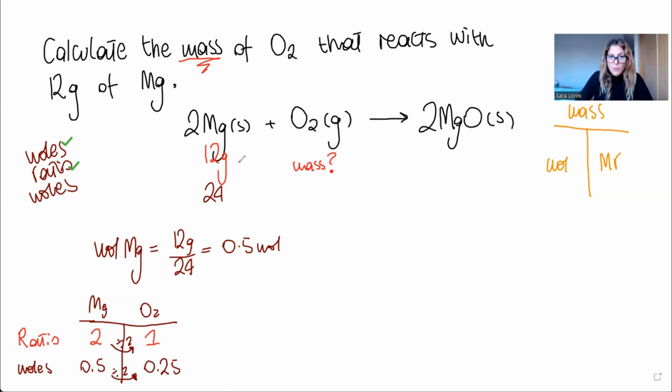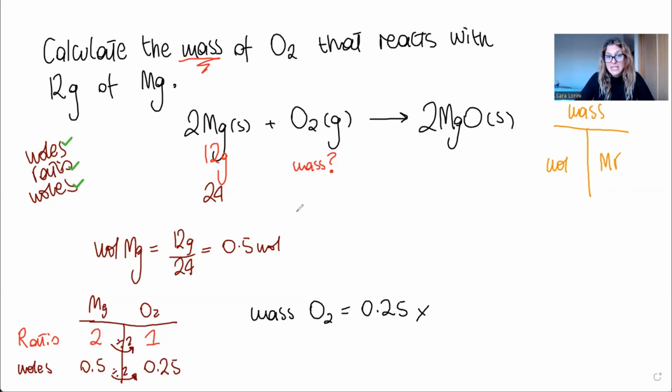Why do we need that? Because if we look back at the question, this third step, it's done. We need to find the mass of oxygen. So the mass of oxygen is moles times Mr. So let's do that. Mass of oxygen will be equal to the moles. We now have it. It's 0.25 times the Mr.